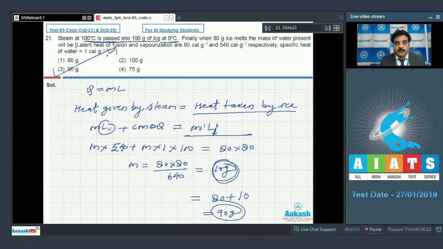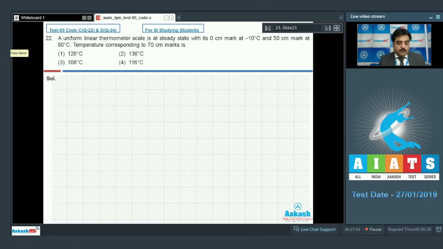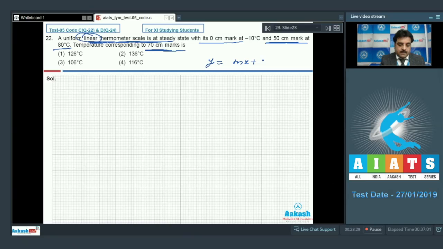So let's move on. Question number 22. A uniform linear thermometer scale. This is a very important line I will use. With its 0 centimeter mark at minus 10 degrees centigrade and 50 centimeter mark at 80 degrees centigrade, the temperature corresponding to 70 centimeter mark is. So in this question, I am going to use this point, uniform linear. You know the straight line equation, y is equal to mx plus c. So first I am going to plot a graph with the given situation.